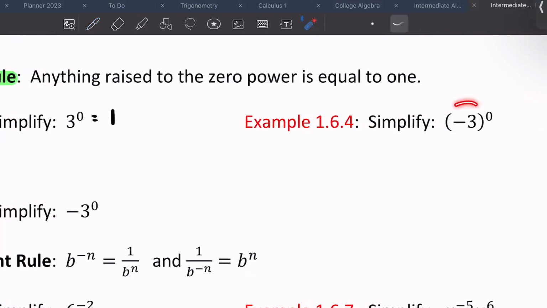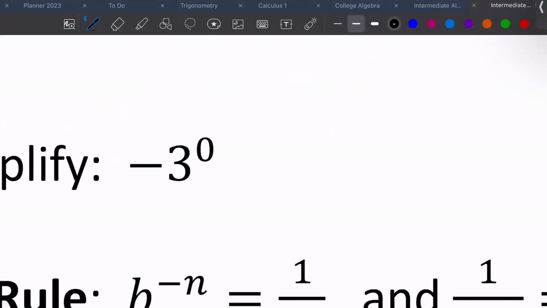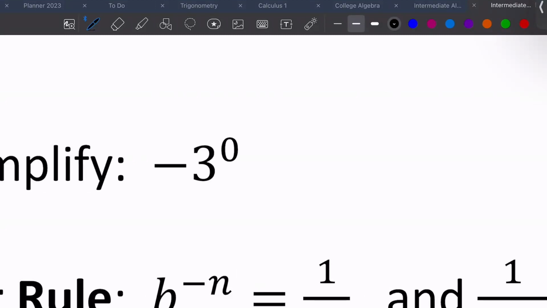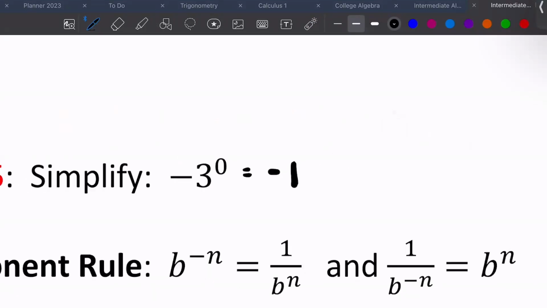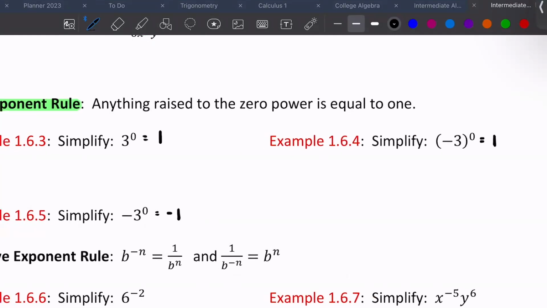These two look the same, but one of them has parentheses, one of them does not. This is saying -3 to the 0 power. Anything raised to the 0 power is 1, so it's 1. This one doesn't have parentheses, so we're only raising really the 3. So this one's actually going to be -1. Those parentheses help us out a lot, right? Anything raised to the 0 power is equal to 1. That's the main thing.